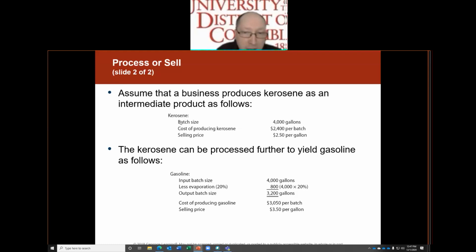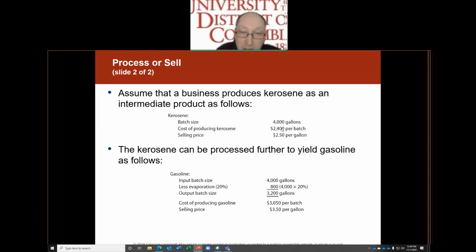We have a company that sells kerosene. There are derivatives of kerosene. One will be gasoline. If I further process oil from kerosene, I can make gasoline. Oil is the primary product. You can process it to make kerosene, then you can process it even further to make gasoline. Currently, the company makes kerosene. Batch size is 4,000 gallons.